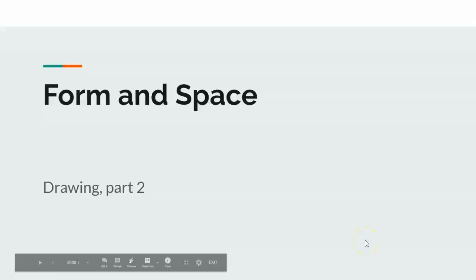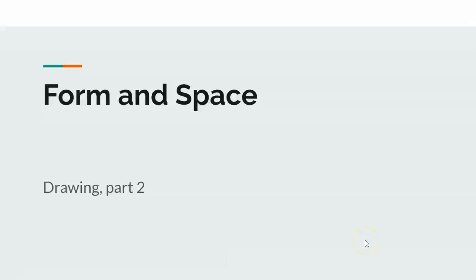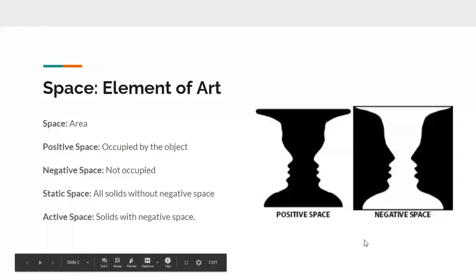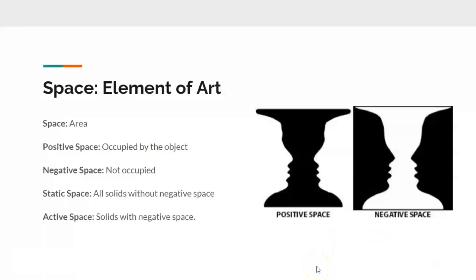This is Form and Space, drawing part 2, where we start making things look 3D. So space is the element of art, and space refers to area. Positive space is occupied by the object. Negative space is not occupied. Static space is something solid without negative space.